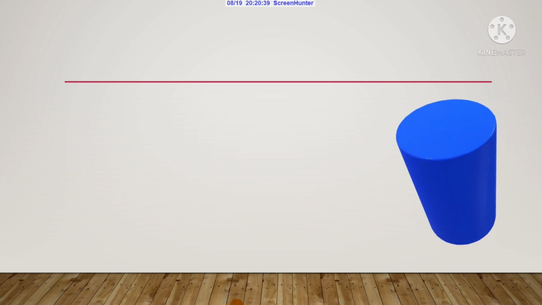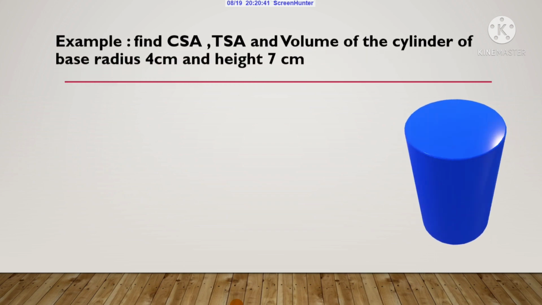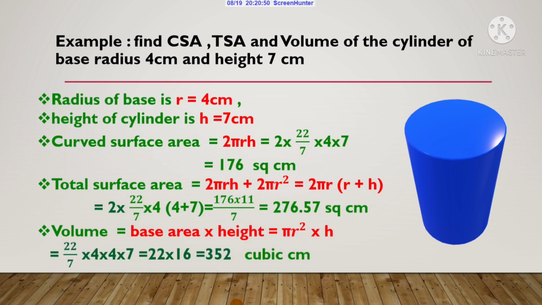Can you calculate CSA, TSA and volume of the cylinder? The base radius is 4 centimeters and height is 7 centimeters. So using the formula, let us first write what is given. R, radius 4 centimeters, height 7 centimeters, and curved surface area 2 pi r h. 2 into pi means 22 by 7, into radius 4, into 7.